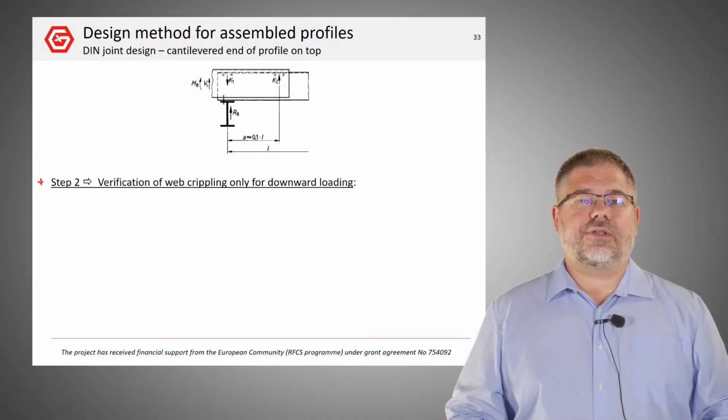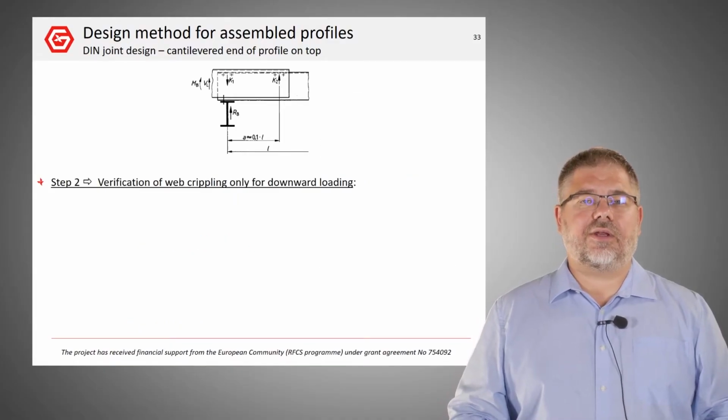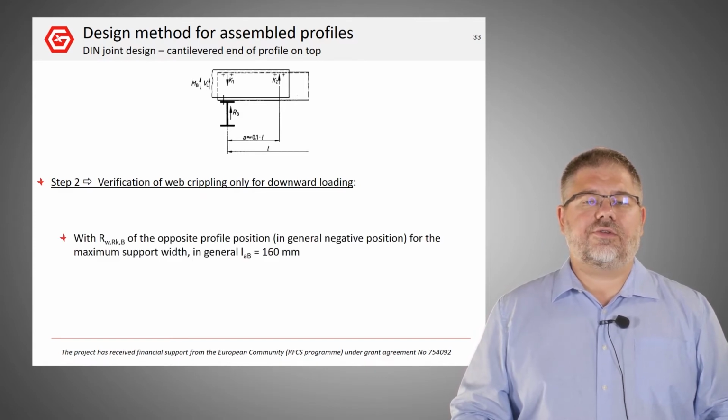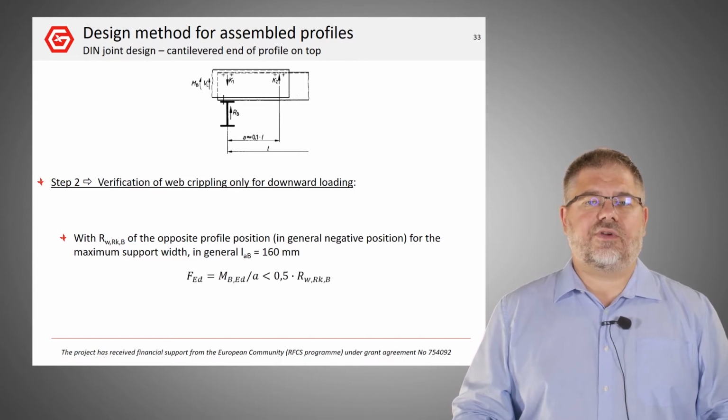Step 2 is the verification of the web crippling, performed uniquely for downward loading. For this verification, the support resistance of the opposite profile position for the maximum support width, usually 160 mm, is considered. This verification consists of assuming that the applied effort doesn't exceed half of the considered resistance.